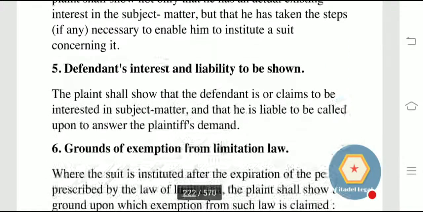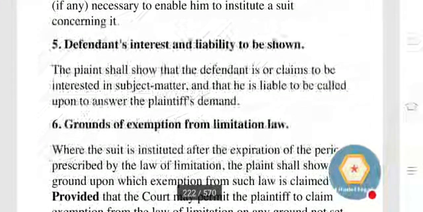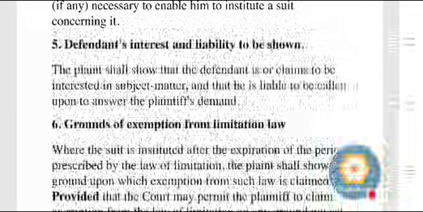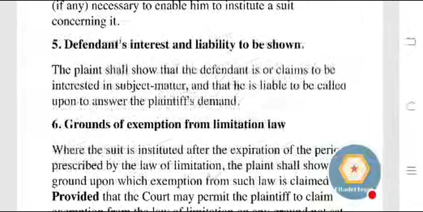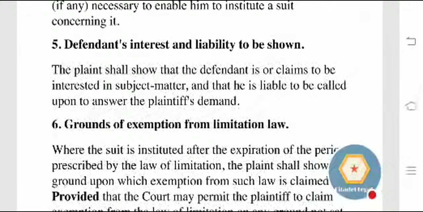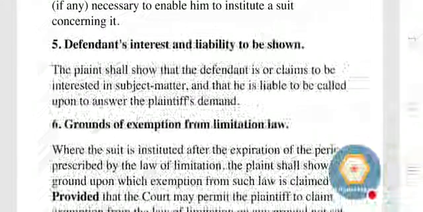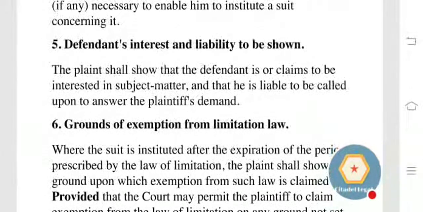Now Rule 5 says defendant's interest and liability to be shown. The plaint shall show that the defendant is or claims to be interested in the subject matter and that he is liable to be called upon to answer the plaintiff's demand. Okay, now in the plaint you must specifically raise this issue that the defendant is or claims to be interested in the subject matter and that he is liable to be called upon to answer the plaintiff's demand.